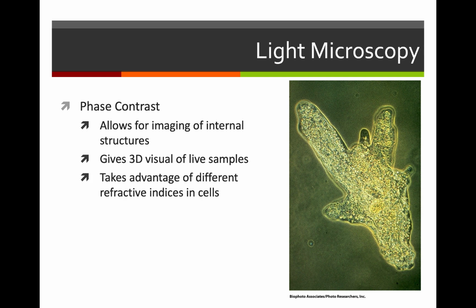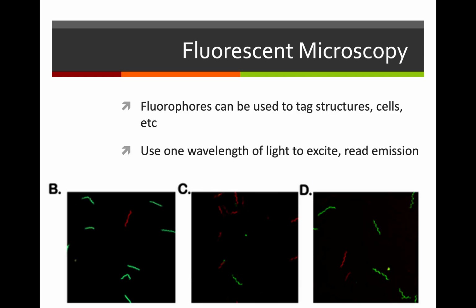And the reason that you can see all of these different samples is because the cells and their internal structures all refract or bend light differently. And so that allows your eyes to make a three-dimensional picture.